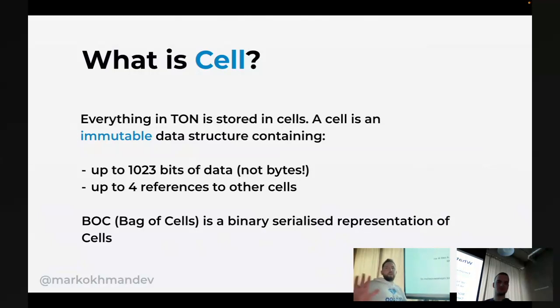Does anybody have any questions on this? Doesn't it make sense why we have cells and stuff? Yeah? What do we do when we want to receive more than 1023 bits of data? So I think I can handle this.